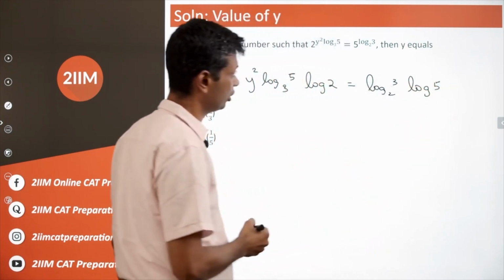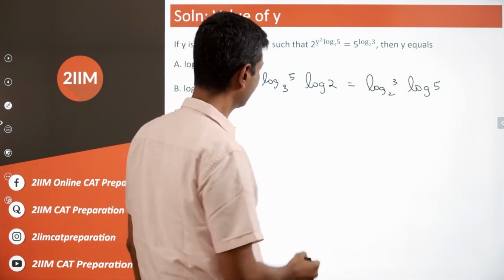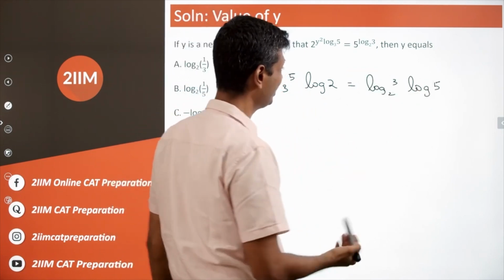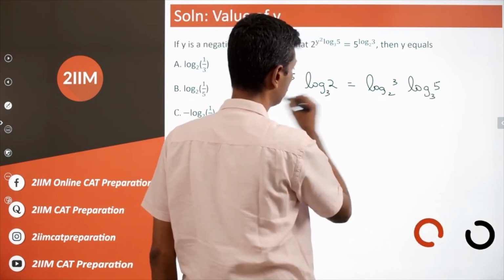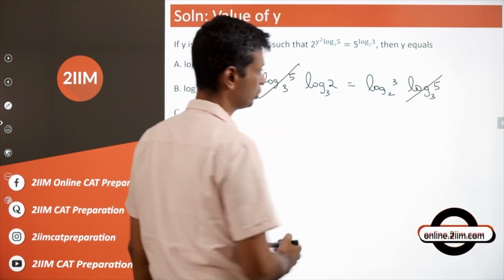This is 5 power log 3 to the base 2. So this will be log 3 to the base 2 times log 5. Log 5 to the base 3 here and a log 5 here. So we can choose the base to be 3. It's in our hands, we can choose any base. If we do that, then this log 5 to the base 3 and this log 5 to the base 3, these two get cancelled.